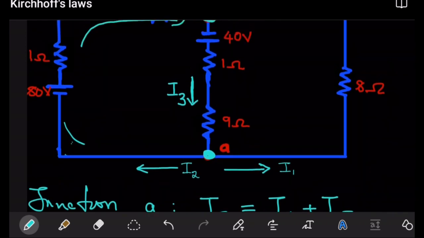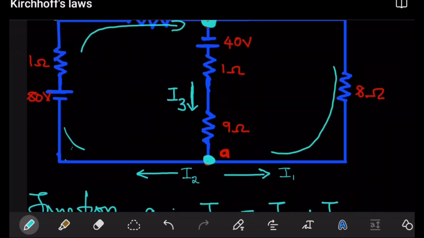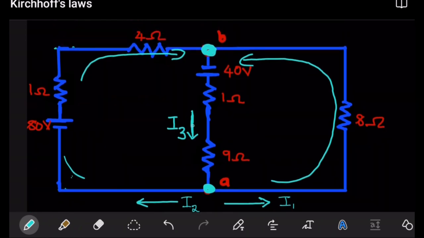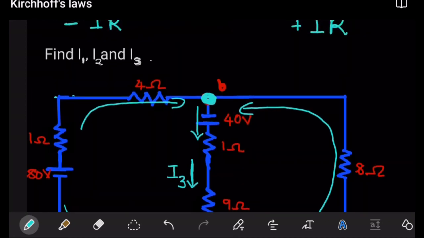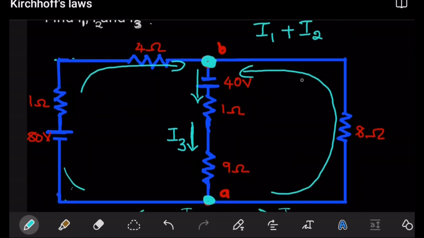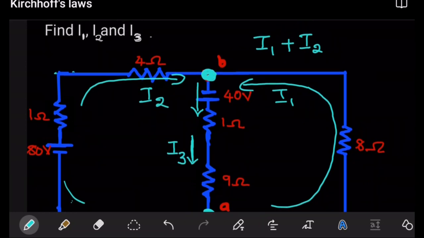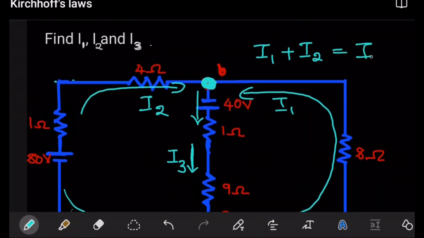While the current I1, from the other side, comes like this, passes through that, and then it's coming towards this junction. And then I3 is the one leaving the junction B. So when it comes to junction B, what we see is that entering the junction, we now have I1. Also entering the junction, we have I2. So this is I1 this side, and this is I2 this side. I1 and I2 are now entering the junction, and leaving the junction, we have I3.